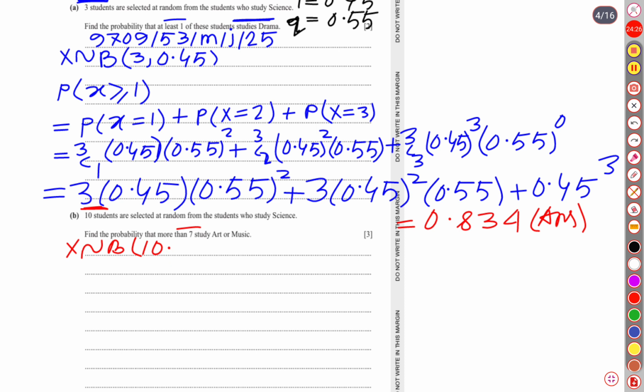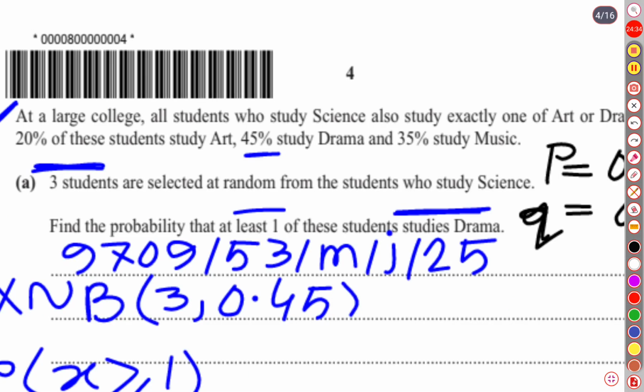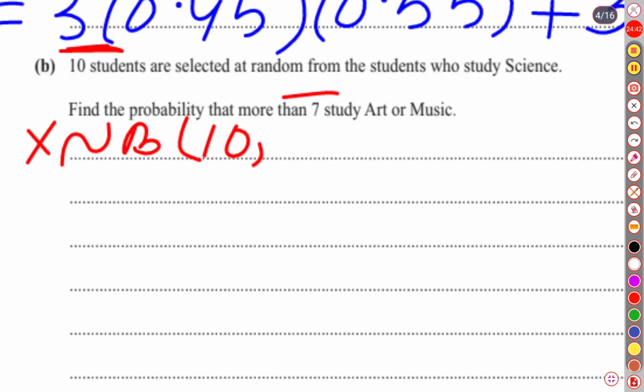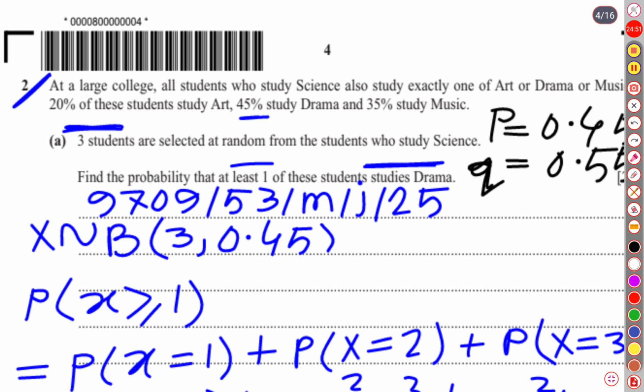Let us see how many students take art. What is the percentage of students who take art or music? Okay, it is art or music, sorry. For art there are 20%, and for music there are 35%. So the total probability is going to be 35 plus 20, 55. So remember, it is or.